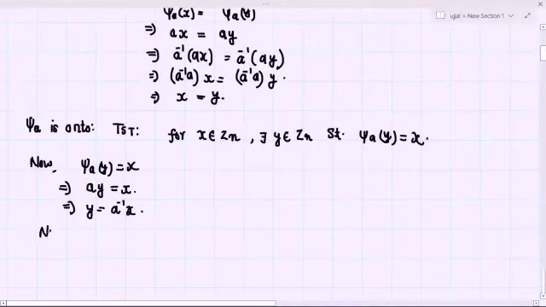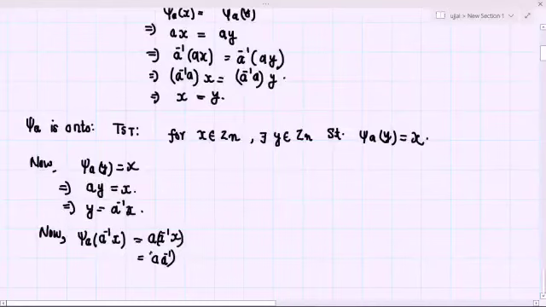Now, if I look at psi a of a inverse x, this is nothing but, by the definition of psi a, a times a inverse x. But this is the same as a a inverse by associativity, times x. This is the same as x. So what we observed is that for any x in Zn, there exists y, which is nothing but a inverse x, such that psi a of y equals x. That means we proved that psi a is onto.